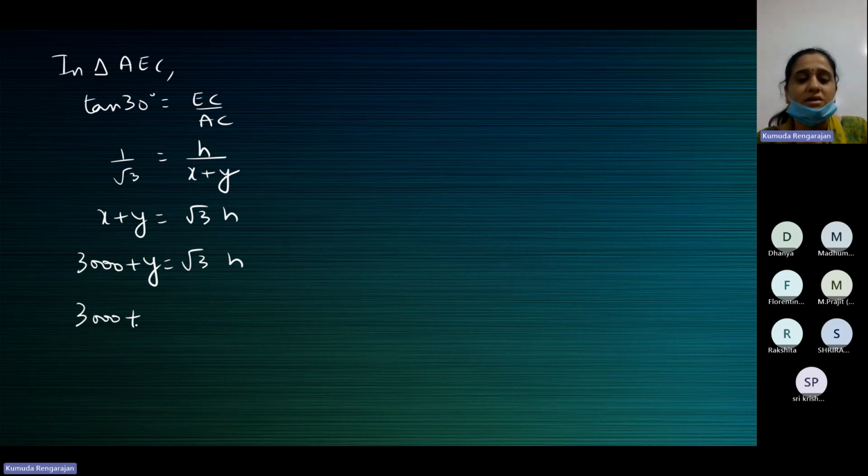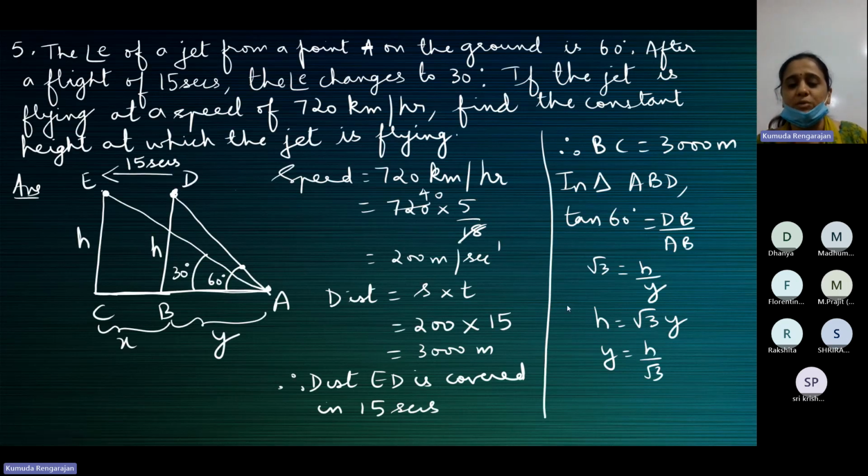3000 plus, you don't want to find y. So you replace y. To replace y, you go back to the earlier equation and you find y. Y is equal to what? Y is equal to h by root 3. Put that here. So that's what I said. If we don't know what to do, just leave it there. Just leave some 2 lines below that and continue with the other triangle. Then you will know what to do.